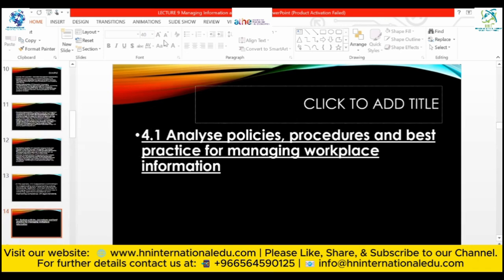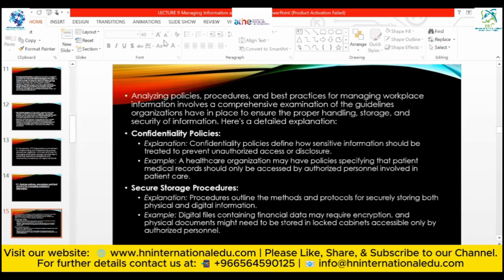Now we will be discussing assessment criteria 4.1, analyze policies, procedures, and best practices for managing workplace information. Analyzing policies, procedures, and best practices for managing workplace information involves a comprehensive examination of the guidelines organizations have in place to ensure the proper handling, storage, and security of information. So, what is the purpose of workplace information regarding these policies and procedures? It is all about the handling, storage, and security of information.